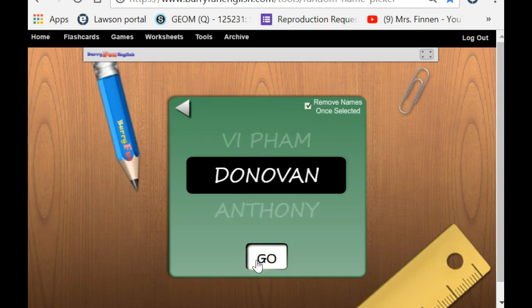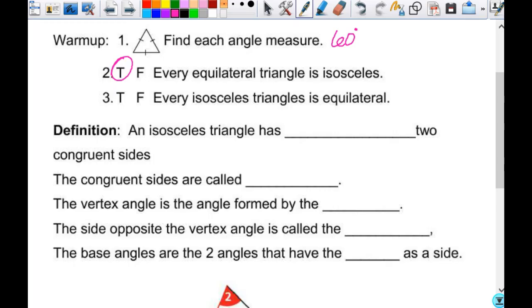Number 3, Donovan. Every isosceles triangle is equilateral. True or false? False. You sure? You kind of had a question mark on the end of that. False with confidence. Okay, good. All right, we agree with all that? Yes? Okay.